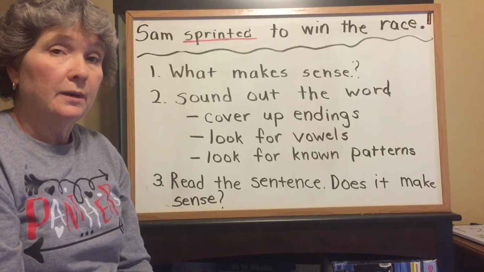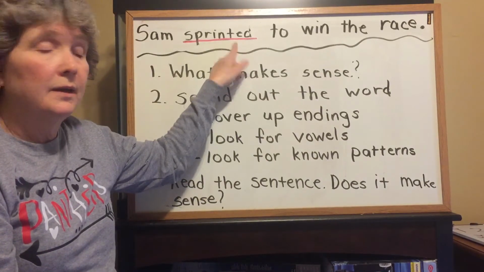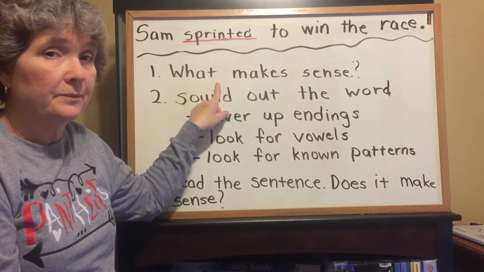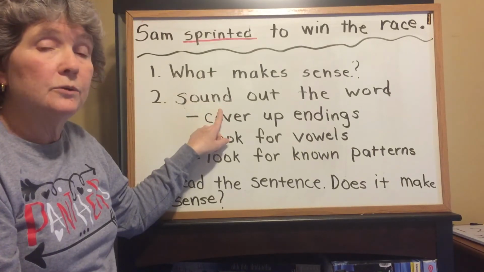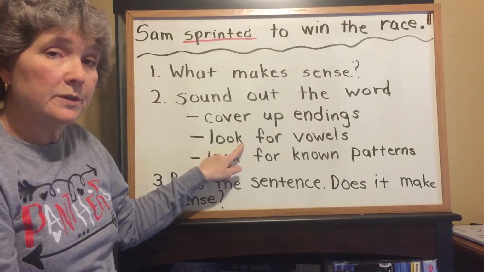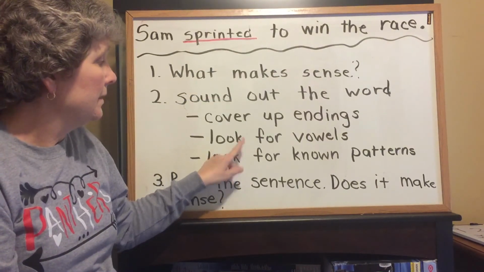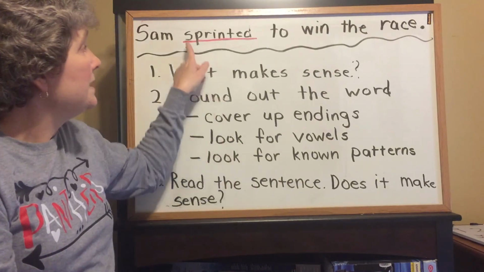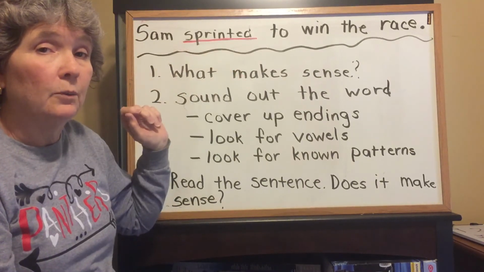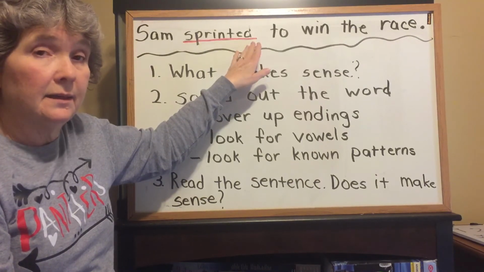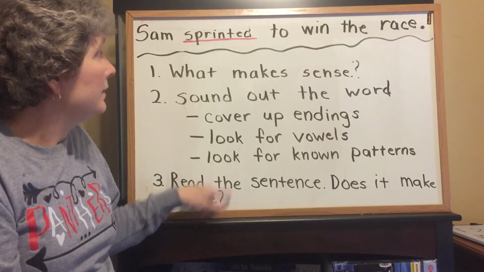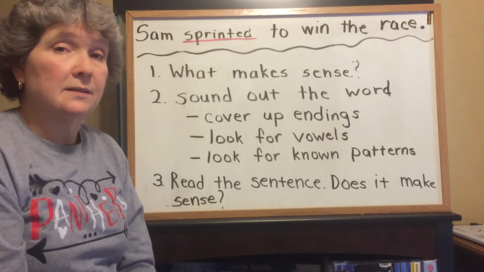So let's review how we figured out this unknown word. The first thing that we did was we thought about what might make sense in the sentence. The next thing we did was we sounded out the word. We covered up the ending. We looked for the vowels and thought about what sound the vowel makes. We looked for known patterns. Then we said the sounds slowly at first, and then a little faster and a little faster, until we figured out what the word was. Then we added on the ending again. Then we read the sentence over, and we decided that that word sprinted does make sense in that sentence.